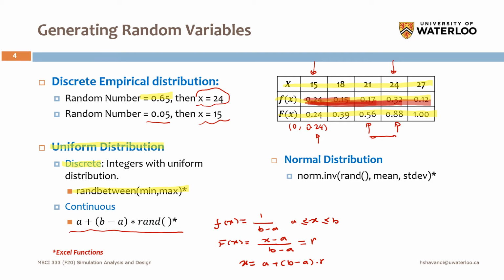And for the normal distribution, again, we have a function in Excel, and it's so easy by using this function. It will be NORM.INV, where NORM means normal distribution and INV comes from inverse. Then we have three parameters in here: the random number which we generate, the mean of the normal distribution, and the standard deviation of the normal distribution. And that's it.